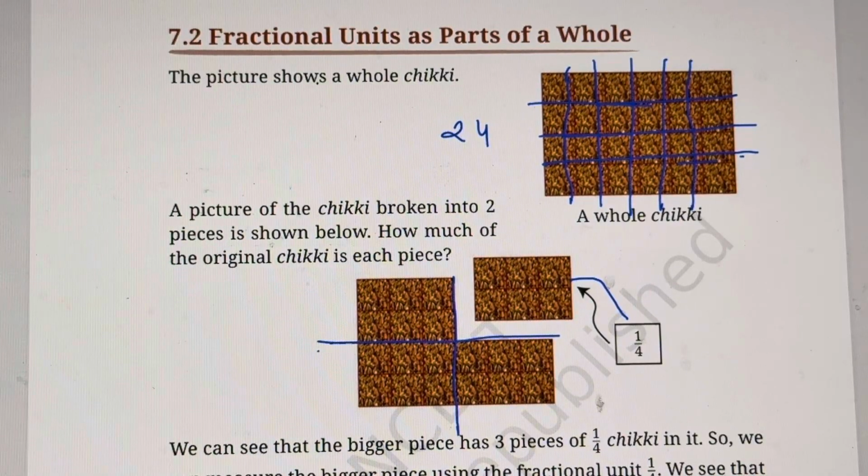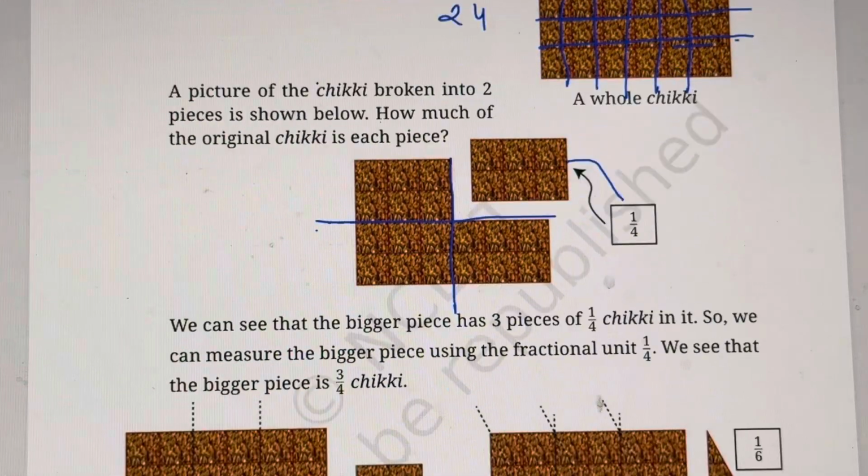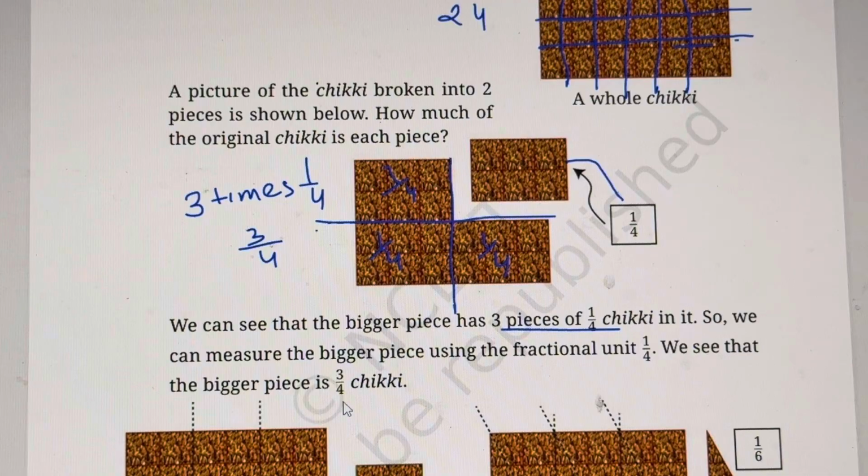Correct? And this remaining part, you can see this is 1 upon 4. This is 1 upon 4. This is also 1 upon 4. Each part is same. There are 4 parts. So how many 1 upon 4? 3 times 1 upon 4. Which is 3 upon 4. So the bigger piece has 3 pieces of 1/4. So we can say that it is 3 upon 4th of a chickpea.